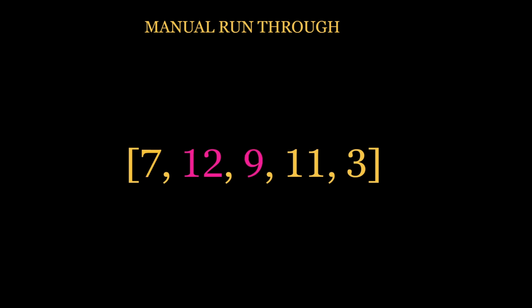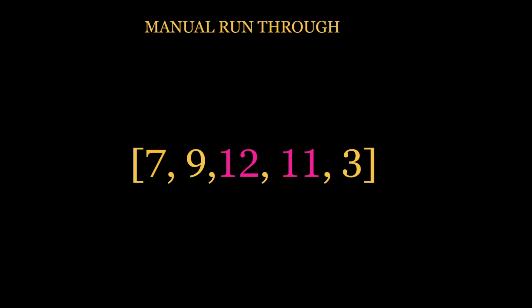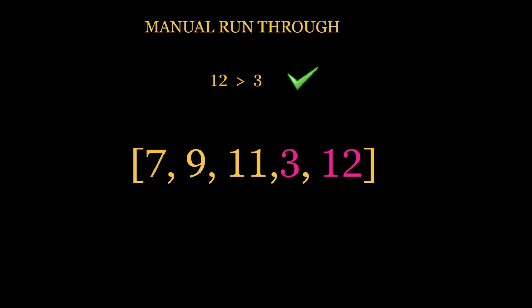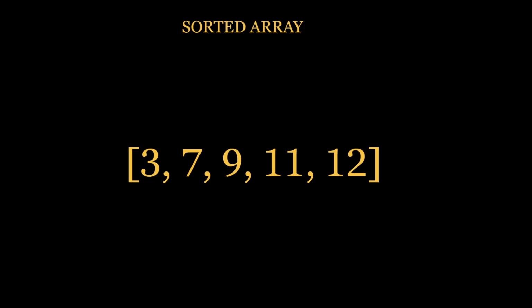In the next step we see 12 and 9. Is 12 greater than 9? Yes, that's true, so we swap the numbers. And then 12 and 11, 12 is greater than 11, so that's true, we swap the numbers. And then 12 and 3, 12 is greater than 3, so we swap the numbers. By continuing this process until the elements are sorted, at the end we can see the sorted array.